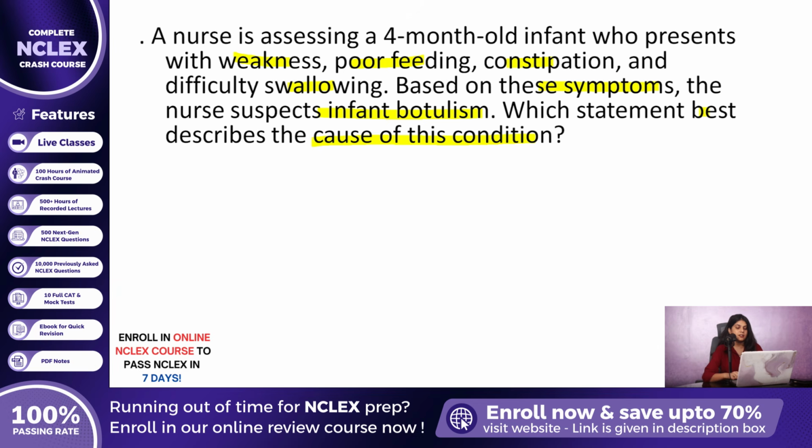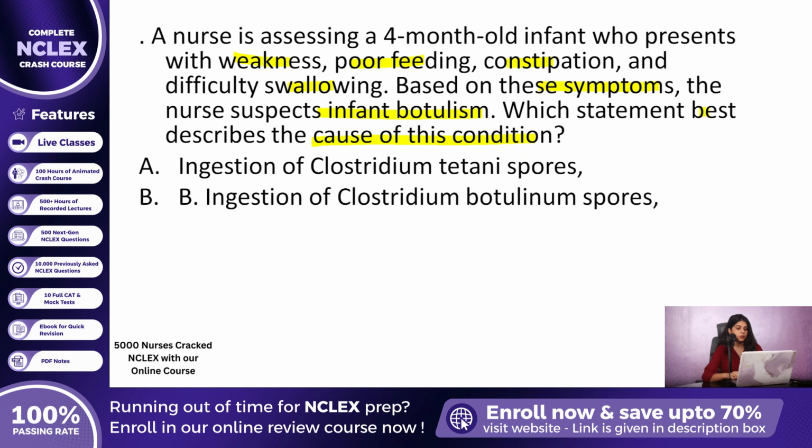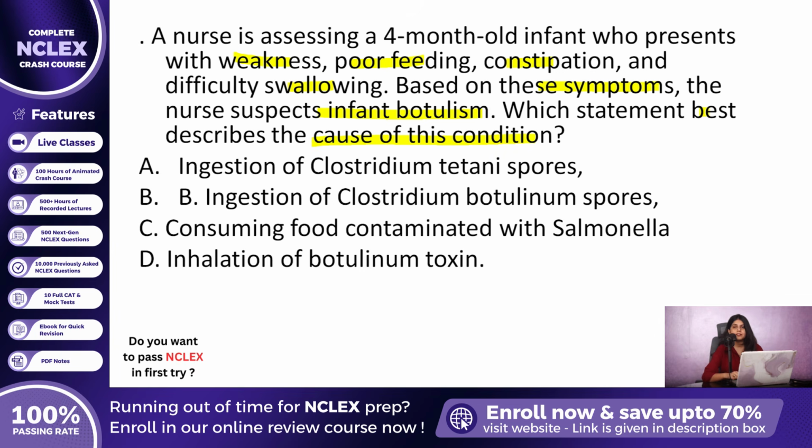The options are A. Ingestion of Clostridium tetani spores, B. Ingestion of Clostridium botulinum spores, C. Consuming food contaminated with salmonella, or D. Inhalation of botulinum toxin. The correct answer is option B. Infant botulism occurs when infants ingest spores of the bacterium Clostridium botulinum.